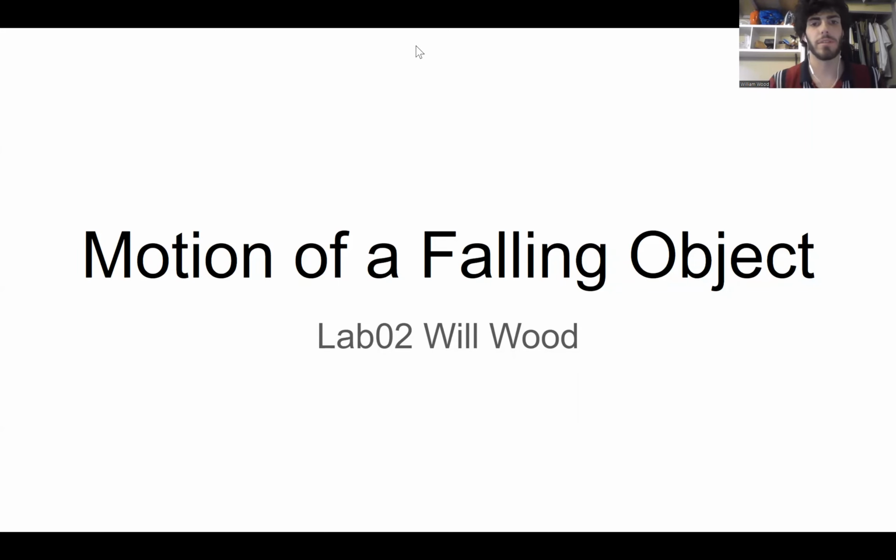Hey, so this is lab 2. This is motion of a falling object, and I'm Will Wood. The purpose of this lab was to study an object that was initial zero velocity and then fell.